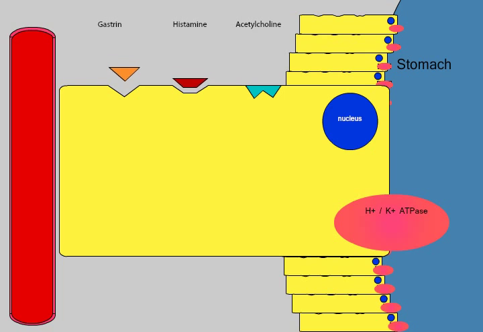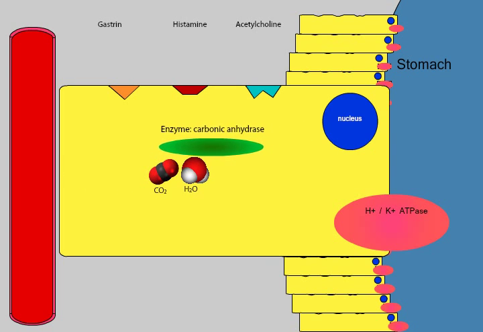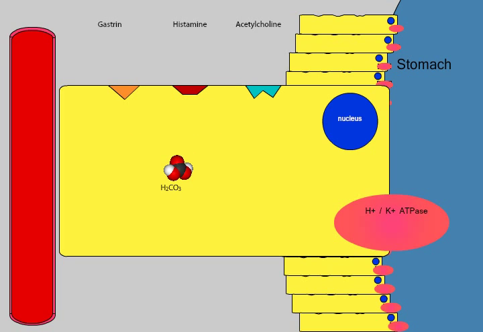These hormones will interact with parietal cells and will allow diffusion of carbon dioxide into the cell. In the cell, carbon dioxide will combine with water under the effect of an enzyme called carbonic anhydrase. Carbonic acid gets formed. Carbonic acid is weak and unstable and will dissociate into hydrogen ion and bicarbonate.